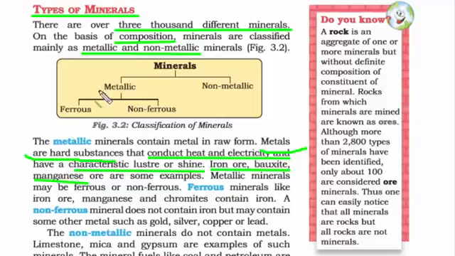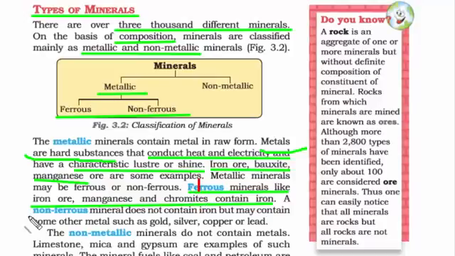Furthermore, metals are divided into two categories, that is ferrous and non-ferrous. Ferrous minerals are iron ore, manganese and chromites that contain iron. Look at the initial two letters of the word ferrous, Fe. If you look at the periodic table, Fe stands for iron. So all the ferrous minerals are nothing but ores of iron.